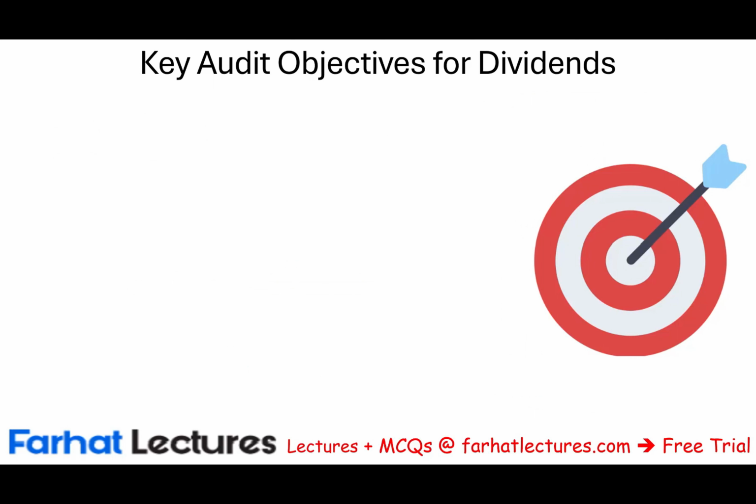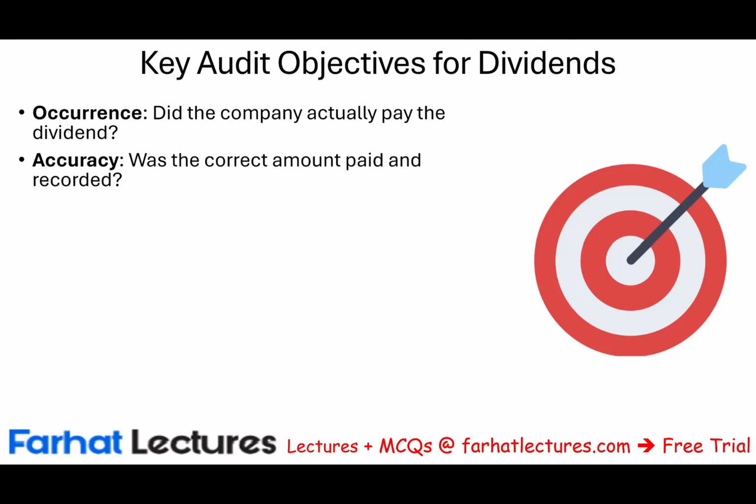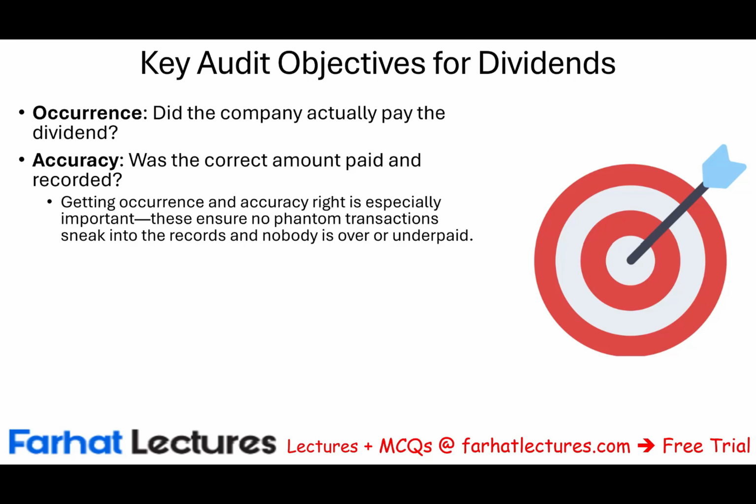So what are the key audit objectives for dividend? One is, did the dividend actually happen? Occurrence. Did they actually pay the dividend? 2, did they pay it for the right amount? That's what we want to know. Accuracy. Those two together, getting occurrence and accuracy right, is important because this makes sure there are no phantom transactions.